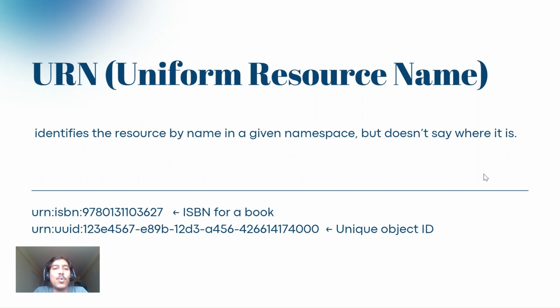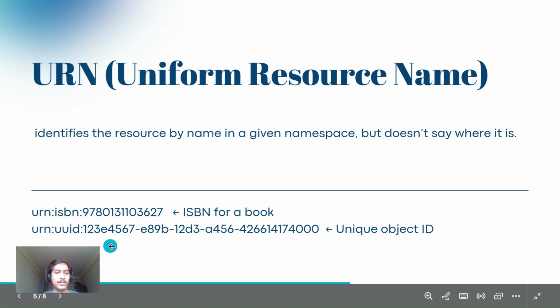If we talk about URN, URN stands for Uniform Resource Name. It identifies the resource by its name in a given namespace but does not say where it is. In simple words, we can say it will not tell you the location or the address, it will just tell you the name. As you can see below are the examples of the URN.